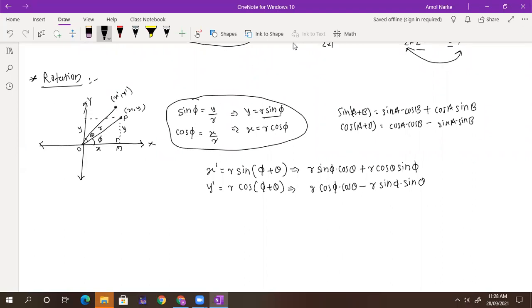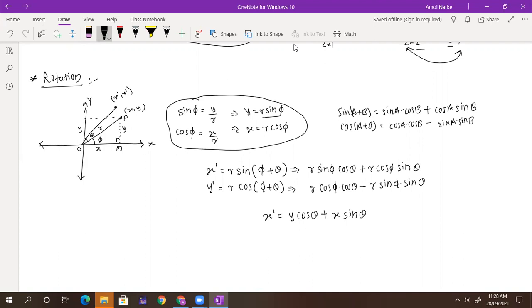So can I write that X dash is equal to R sine phi, which is nothing but Y, so Y into cos theta, plus R cos theta is what? Whether I made any mistake here? Yes, I made a mistake here. I wrote the same thing; it should be R cos phi and sine theta. So what is R cos phi? It is nothing but X. So X sine theta.